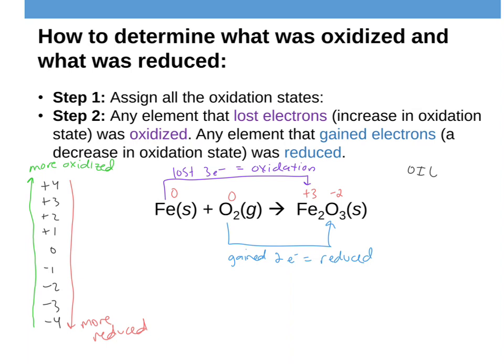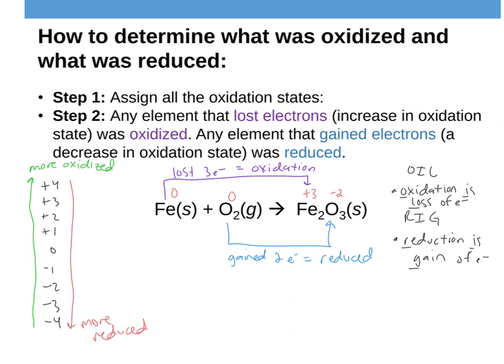So OIL RIG. An oil rig is supposed to stand for: oxidation is loss of electrons, so O-I-L, oil, right? Oil, oxidation is loss. And Rig, where reduction is gain of electrons. So Rig, R-I-G.